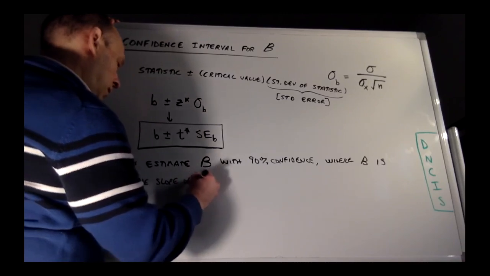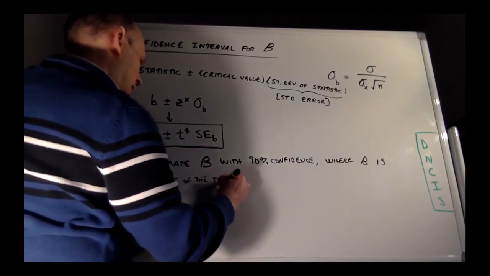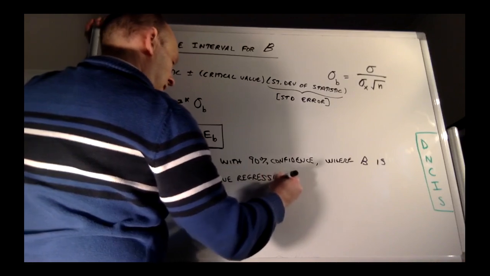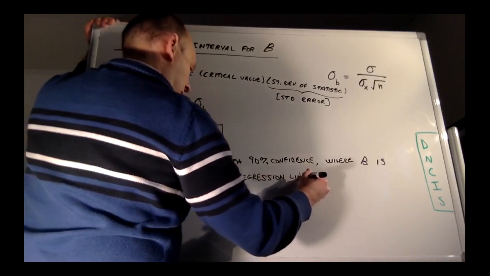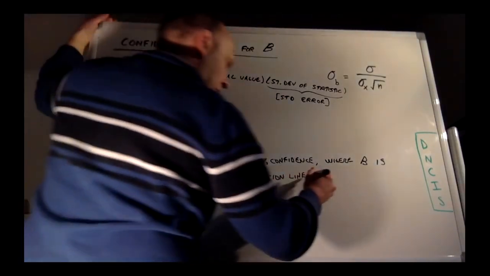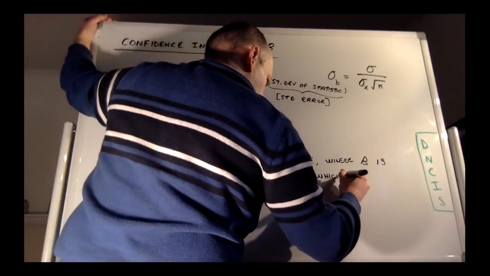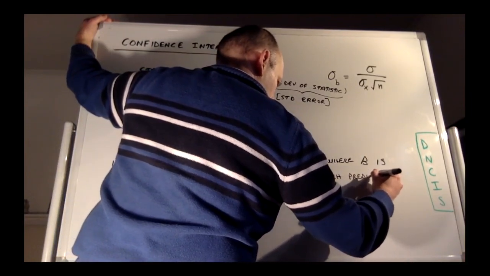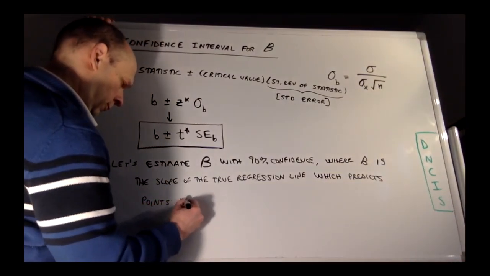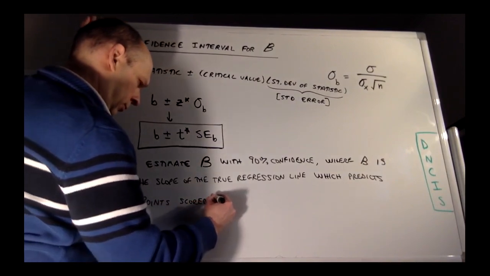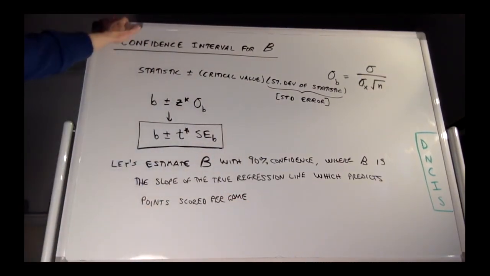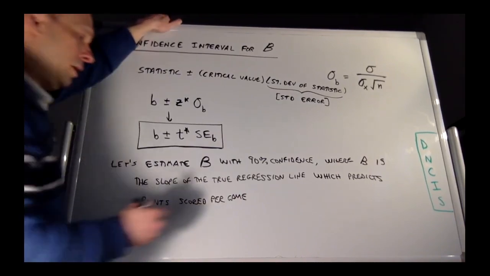Now, of course, when we write this, the slope of the true regression line, we're not going to stop there because what is missing here is context. And of course, we need that context. So beta is the slope of the true regression line, which predicts points scored per game. So it predicts points scored per game based on number of shots per game.